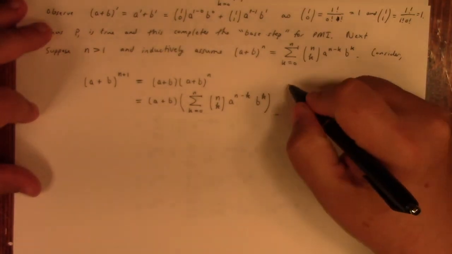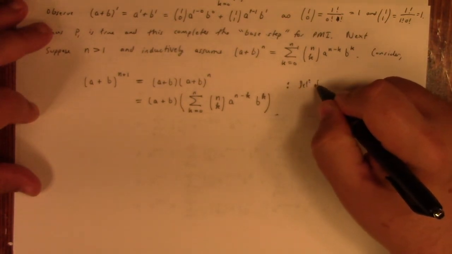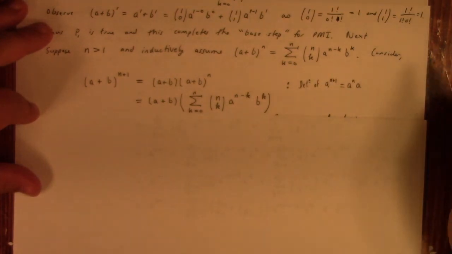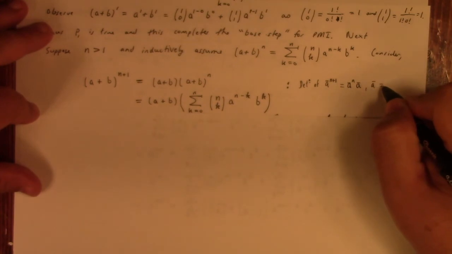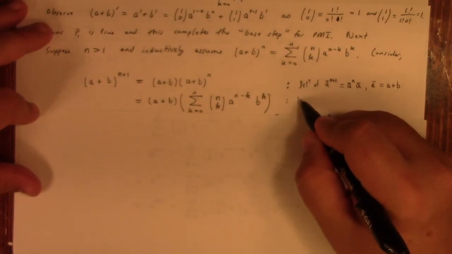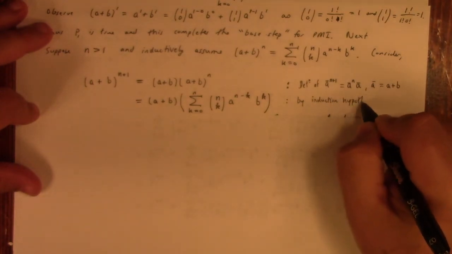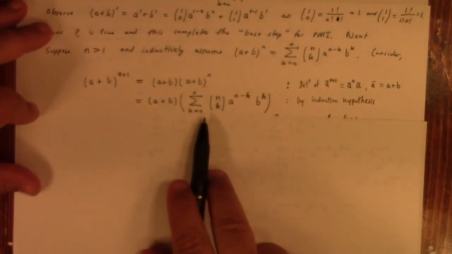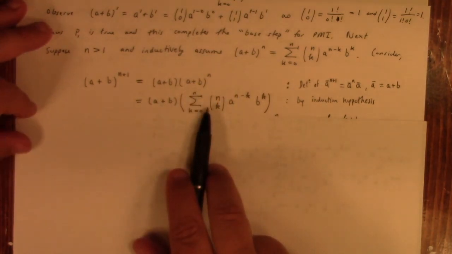And then, so I'm going to say definition of a to the n plus 1 equals a to the n times a, although I really should maybe use, oh, here, I'll use a bar there. You can think about a bar equal to a plus b, if that helps, okay? Now here, this is by the induction hypothesis, because we're trading a plus b to the n for the sum k equals 0 to n of n choose k, a to the n minus k, b to the k. That is exactly what we know to be true by the induction hypothesis.